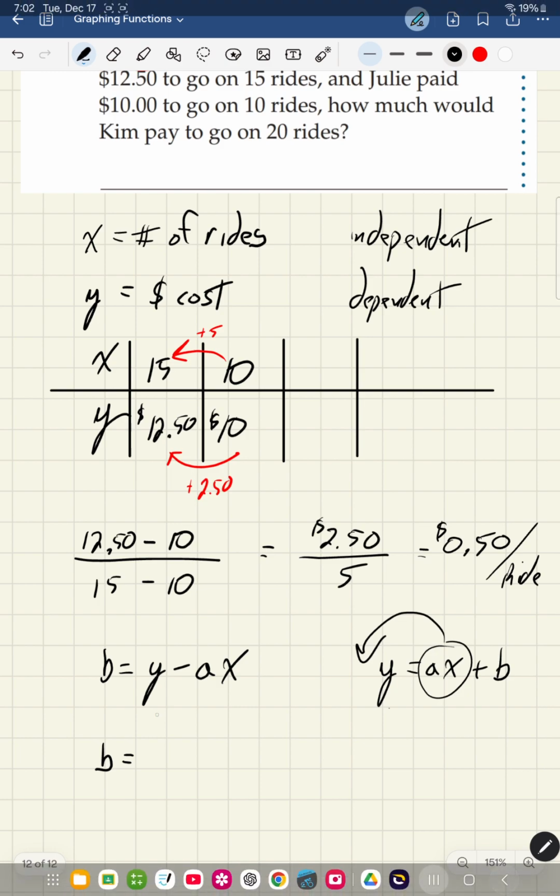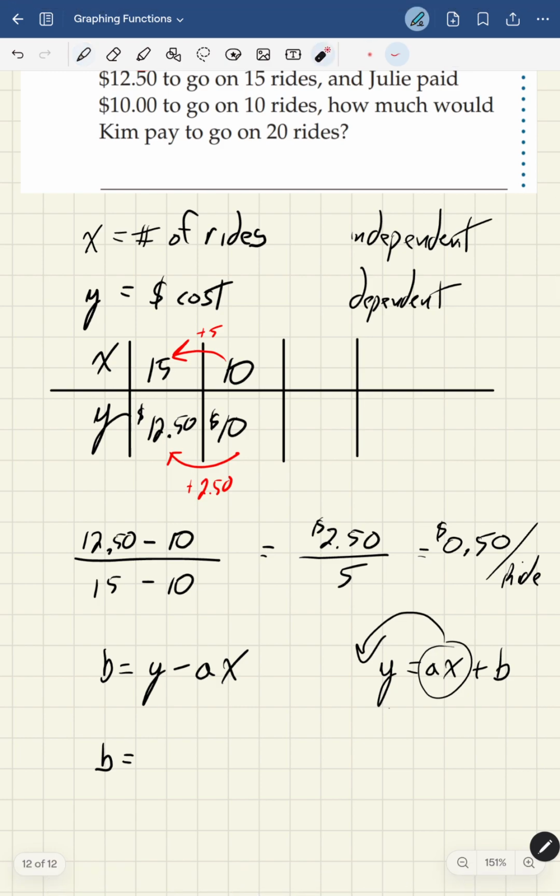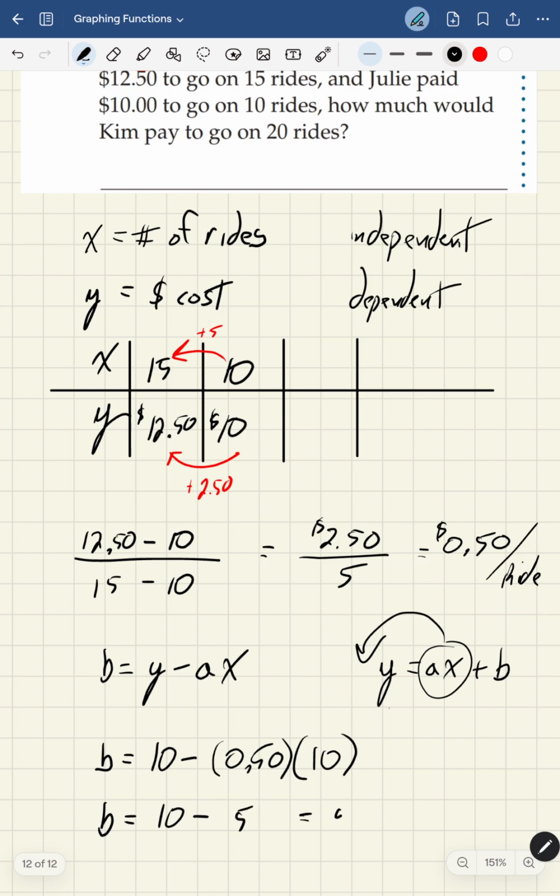So let's see. Which one should we choose? Let's choose 10, 10. That's easy. So y would be $10. Here I'll write $10 minus a. Now we found a to be 50 cents, 0.50. And the x is also 10. So what is the initial value? b equals 10 minus 5, which is 5. So the initial value is $5.